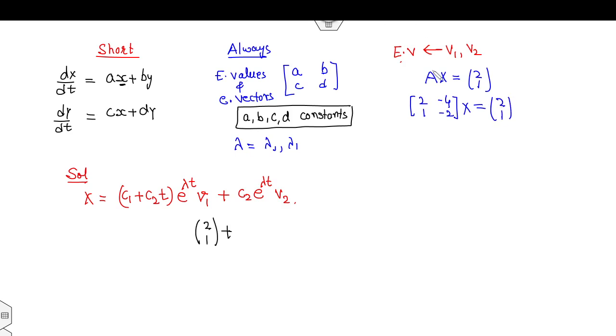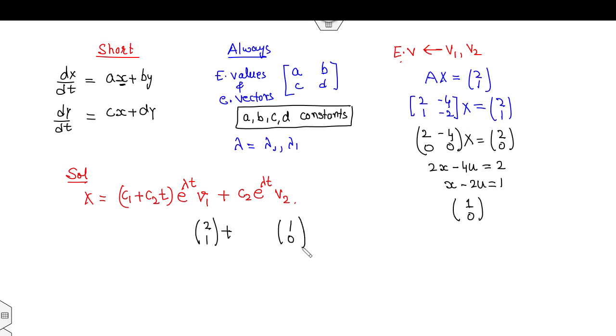So can you find the solution of this? If you divide by 2, it will be 2 and 1, minus 1, 0. So that means 2x minus 4u is equal to 2, x minus 2u is equal to 1. So I can take the solution 1 comma 0, which is satisfied. So v2 will be your 1 comma 0. Fine. I can take e raised to power lambda, that is minus, common.